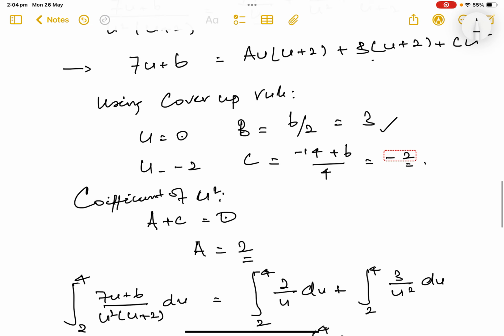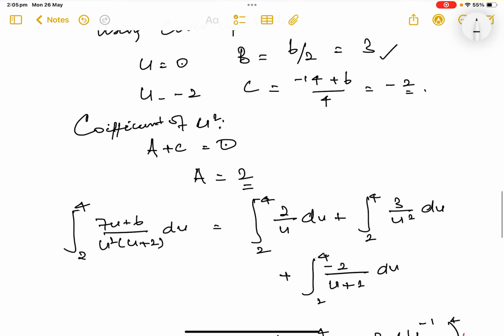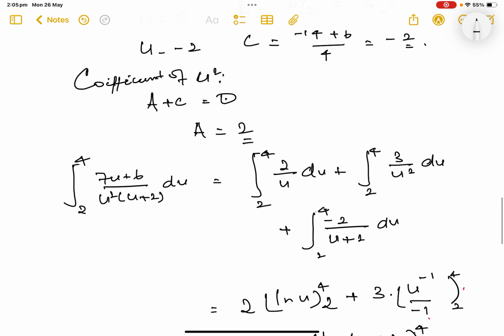Then going back to the conventional method in this equation, we can look for the coefficient of u squared. The coefficient of u squared is here: A u squared and C u squared. So A plus C. And on the left-hand side there is no u squared, therefore the coefficient of u squared is 0. A plus C equals 0. From that, A equals minus C equals minus minus 2, therefore A equals 2. Right, let's write that again. The integral from 2 to 4 of (7u + 6) over u squared (u + 2) du. That is what we have to find.